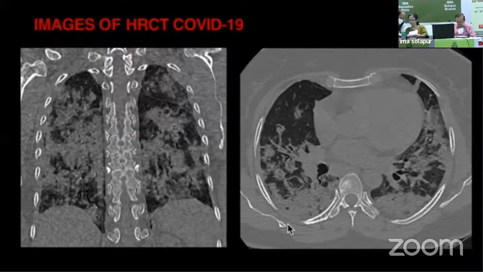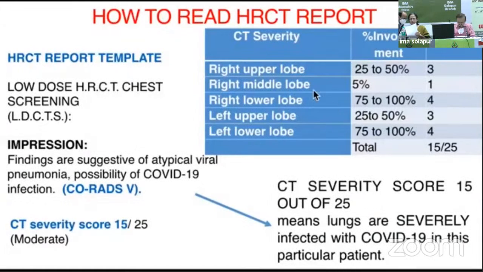Here you can see extensive peripheral ground glassing and even consolidation involving the bilateral upper and lower lobe segments and right middle lobe segments as well. When this comes to report, this is how we should prepare a box for right upper lobe, middle lobe and lower lobe, and look for the involvement of each lobe, that is 25 to 50, or less than 5%, or 75 to 100%, and score each lobe separately and add it. The final score comes to the CT severity score, that is 15 out of 25 in the previous example.